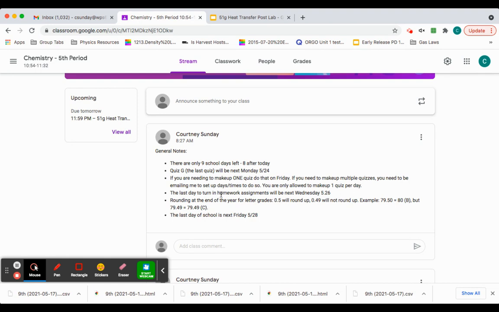And then the last day to turn in homework assignments will be next Wednesday. And the rounding at the end of the year for letter grades is as follows: 0.5 rounds up. That's how rounding works. 0.49 will not round up. So my example is 79.5 is a B. It's an 80. So that's how rounding works. But 79.49 is a C.